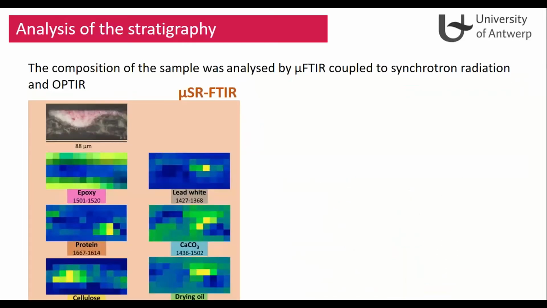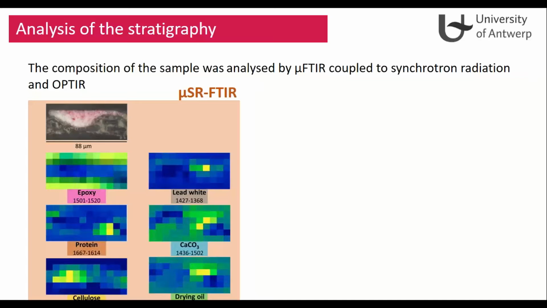So these are the measurements we obtained with synchrotron FTIR. Here we can see the area that we analyzed. It's quite small, but it contains the whole painting sample. And we could see the main components of the sample. We could see epoxy, and we could also see protein and cellulose.